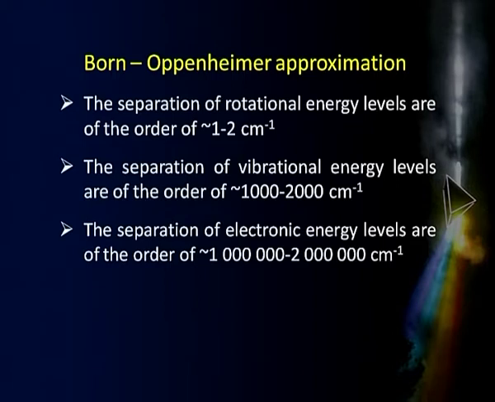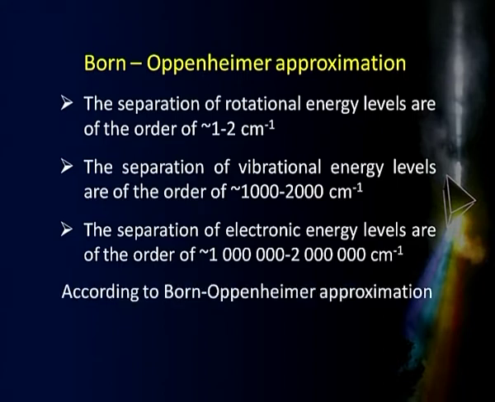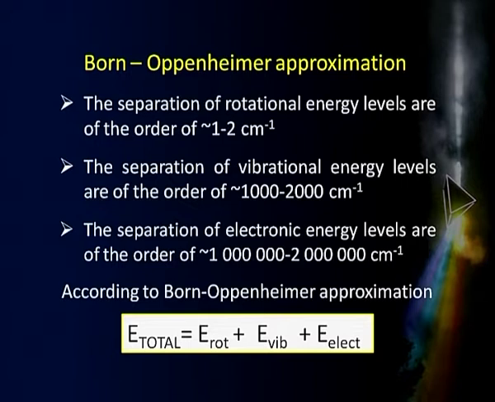It is much larger. The energy separations of the different kinds of energy levels are far apart from each other, about 1 to 2 centimeter inverse, about 1000 centimeter inverse, and a million centimeter inverse. The Born-Oppenheimer approximation tells us that under such conditions, the total energy of the system can be taken to be equal to the sum of the 3 energies. That means the total energy of the molecule can be taken to be equal to the rotation energy plus vibration energy plus the electronic energy. So, that is actually the consequence of our Born-Oppenheimer approximation. Now, if this be so, then what kind of energy level diagram would we anticipate?